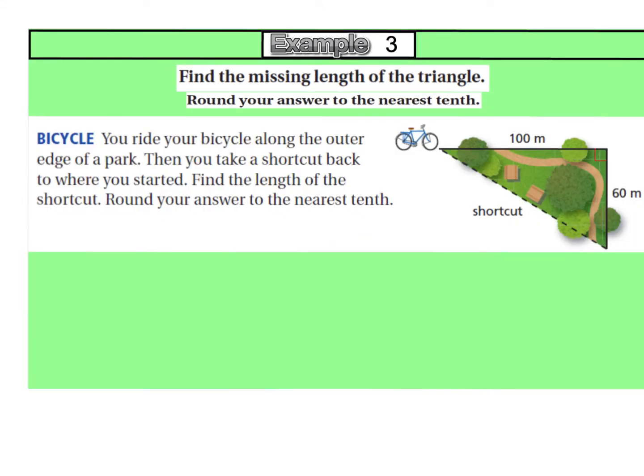Here's a word problem, and we don't do these anything different. If you look at it, you ride your bicycle along the outer edge of a park. You take a shortcut back. Here's the outer edge of our park, and here's our shortcut. We have A, we have B, we have C. So A squared plus B squared equals C squared. You need to start every problem with this today.